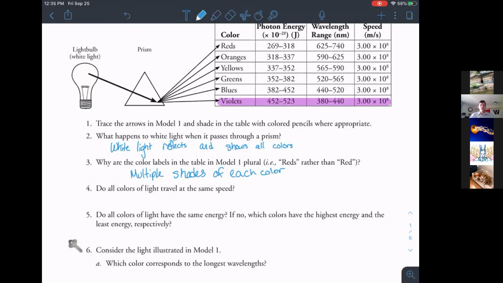And then question 4, do all the colors of light travel at the same speed? Yes. Yes, they do. And bonus question, what speed do they travel at? Give you a hint. Look at the table.